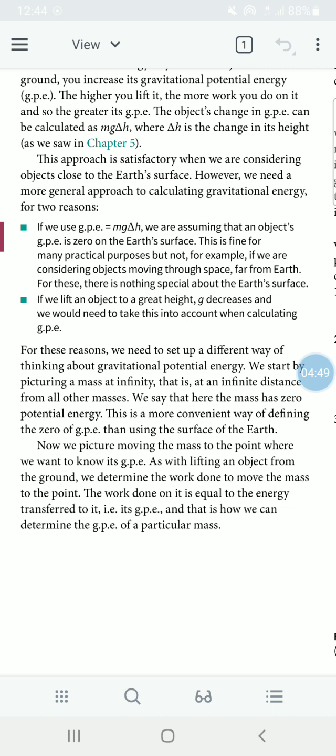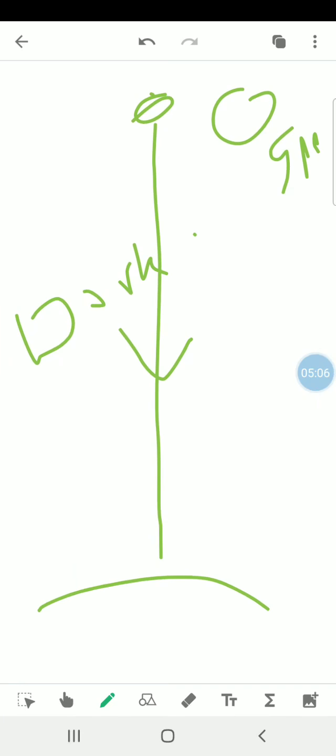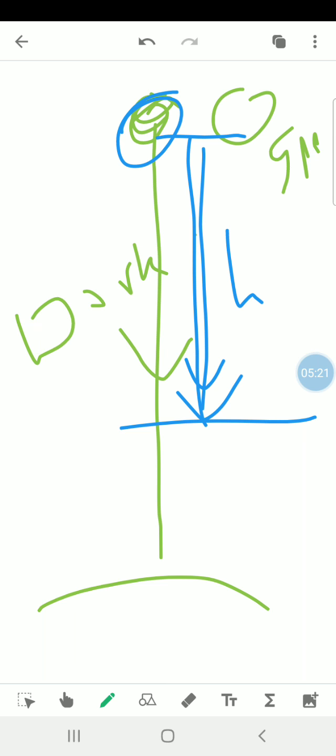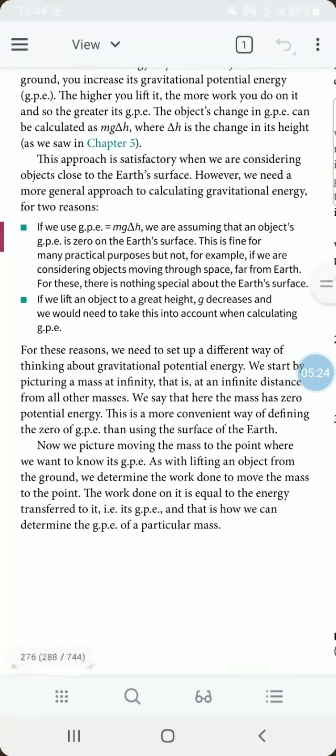Now we picture moving the mass to the point where we want to know the GPE. As with lifting an object from the ground, we determine the work done to move the mass to the point. The work done on it is equal to the energy transferred to it, that is the GPE. And that is how we can determine the GPE of a particular mass. So we start from this infinite point, and if it is moved to this distance, let's say h, how much work was done to move it to this point? That is what we are trying to figure out. That is equal to the amount of energy that it would contain.